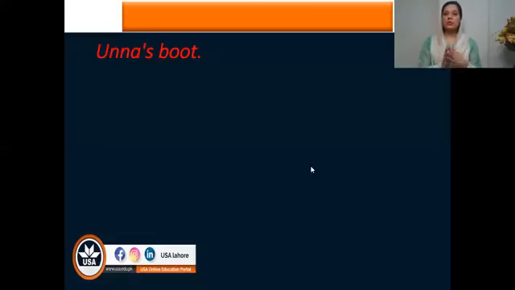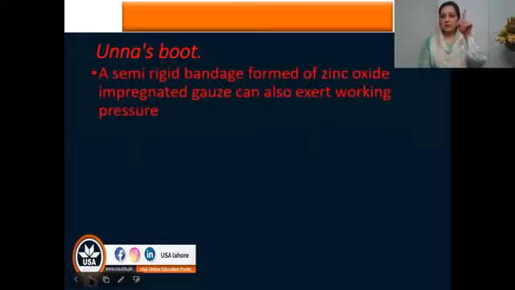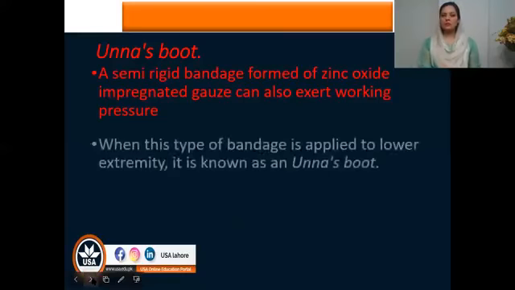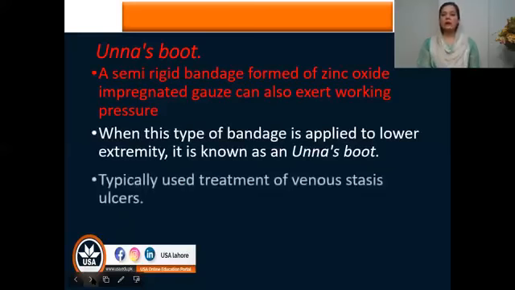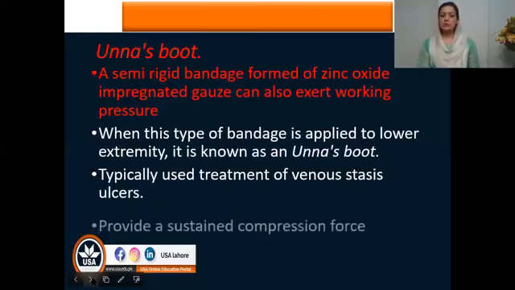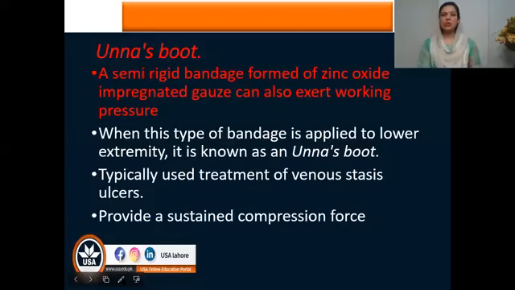So this was a video related to how the compression bandage can be applied, what the positioning should be, and what the angle should be. And now we're moving towards another type of bandage, that is the Unna boot. It was the same as we have seen in the video. It is a semi-rigid bandage formed of zinc oxide impregnated gauze that can exert working pressure as well. When this type of bandage is applied to the lower extremity, it is called an Unna boot, and it is typically used for venous stasis ulcers. It is preferred for those because it provides a sustained compression force.